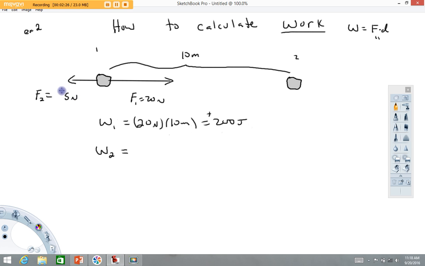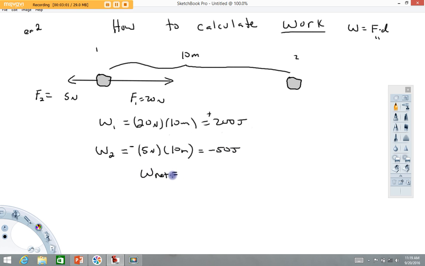The work term by force 2. Now, force 2 has a magnitude of 5 newtons, and the distance is 10 meters. However, force 2 is in the opposite direction. The velocity of this particle is this way as it moves from 1 to 2. And force 2 is in the opposite direction, and that's the case where the work done is negative. So the work done by force 2 is going to be minus 5 newtons times 10 meters, which is going to be minus 50 joules. The net work is the total.